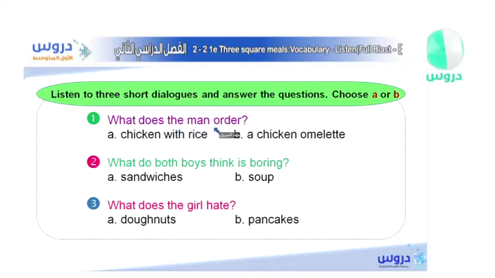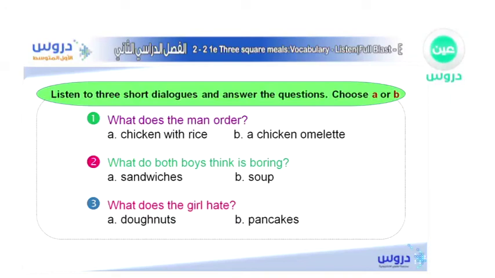What does the man order? We have chicken with rice or chicken omelet. Okay, so now I'm gonna read the whole conversation over here. I'm gonna read the dialogue and let's see. So this is the first dialogue.